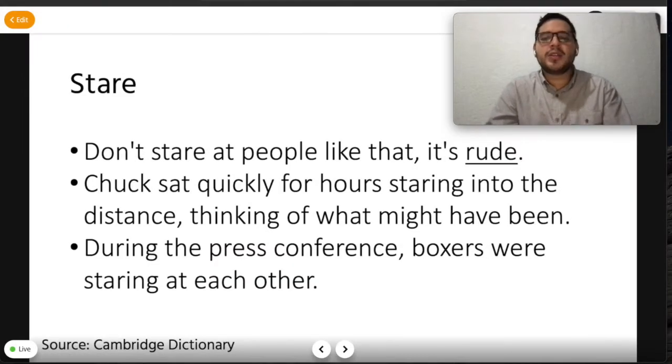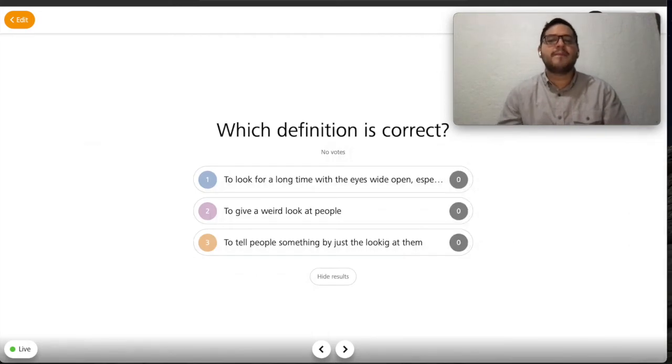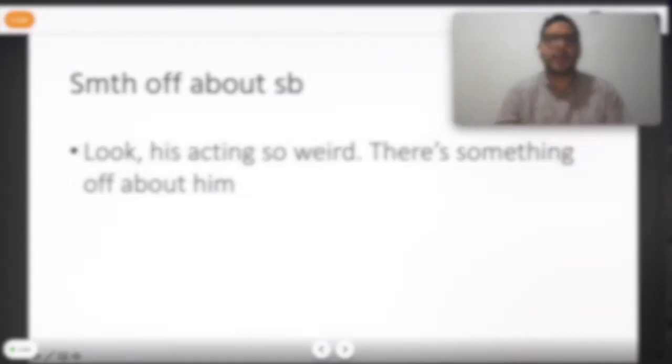Stare. Don't stare at people like that. It's rude. Number two, Chuck sat quietly for hours staring into the distance, thinking of what might have been. The next one, during the press conference, the boxers were staring at each other. So what do you think stare means? Please vote. The correct definition is number one.